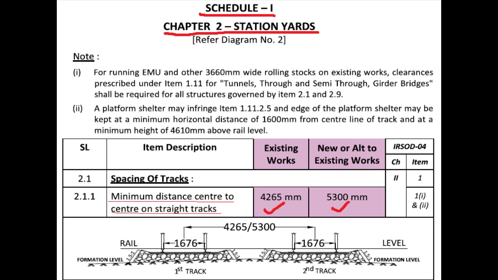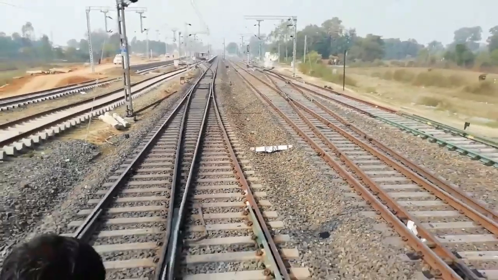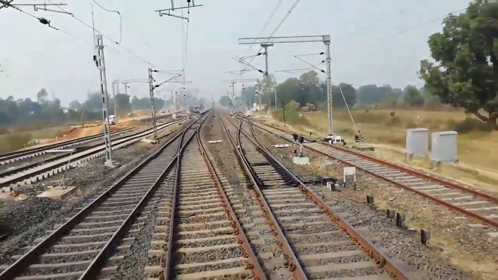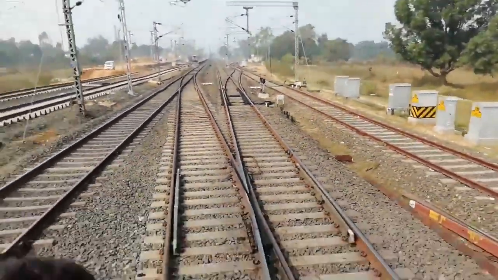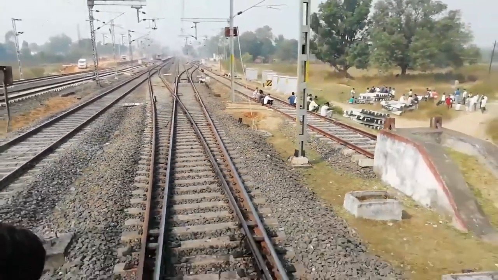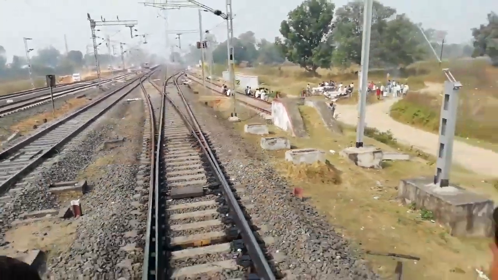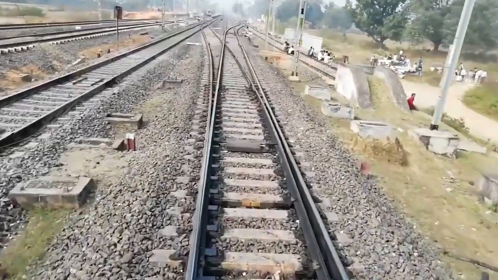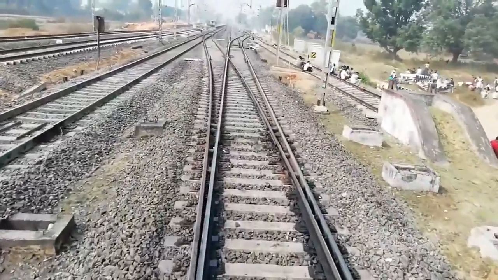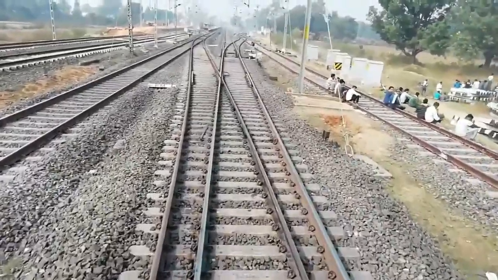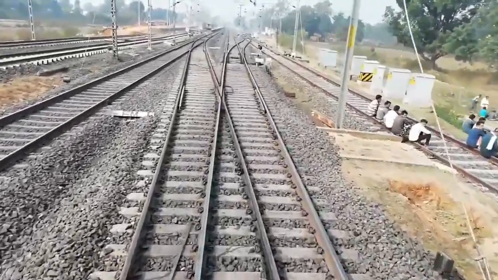A fouling mark is provided between two converging tracks at the point beyond which the center to center distance of the track is less than the stipulated minimum distance. This minimum distance for existing work is 4.265 meter, and for new works or additions to existing works, 5.3 meter for broad gauge.